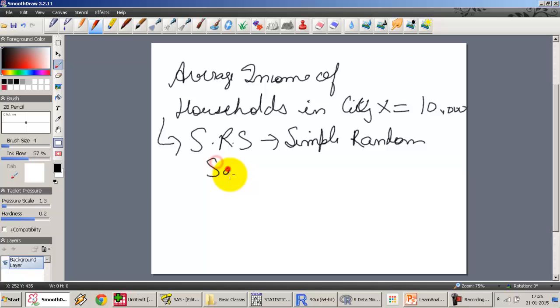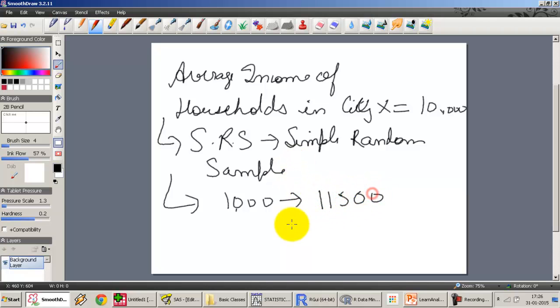Once I extract a simple random sample, let's say I extract a sample of 1000 households. The average income for these 1000 households comes out to be 11,500. This is the sample mean, which I'm going to call SM. And the sample standard deviation, SSD over here, comes out to be, let's say, 700. And the N over here is 1000, which is the number of households that I've taken out.